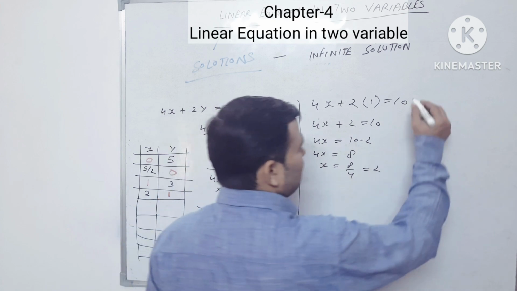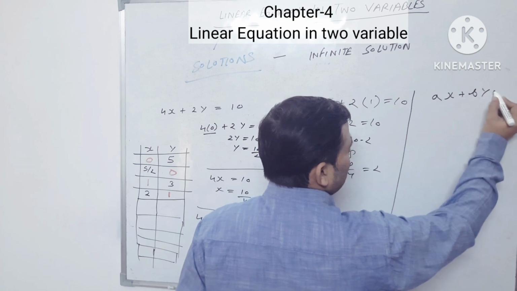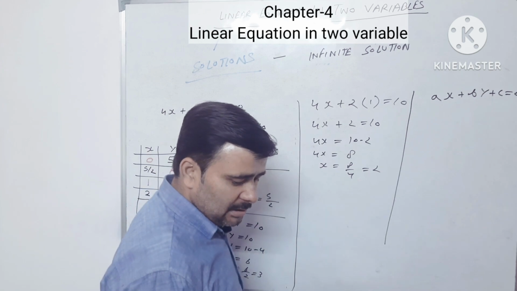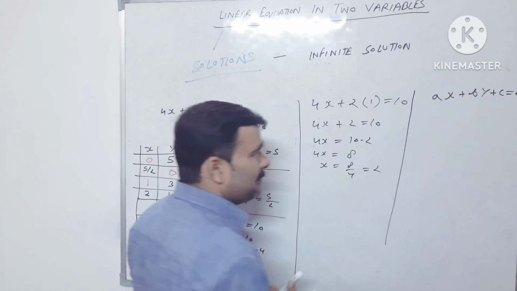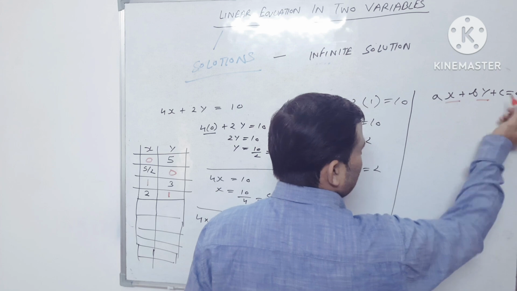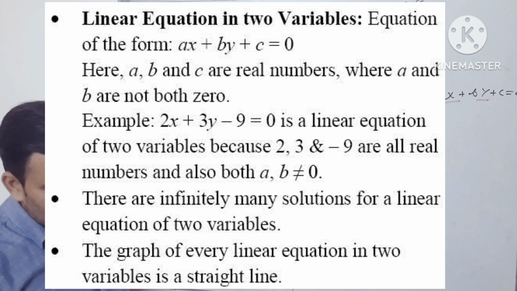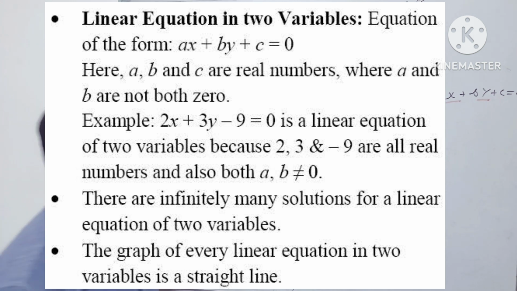So let's summarize this. Any equation that can be written in the form of ax plus by plus c is equal to 0 is a linear equation, in which you can see that we have two variables, x and y, and one term is a constant. So this is known as a linear equation. And in this linear equation, a, b and c are real numbers, and a and b are not both 0. A and b both cannot be 0.